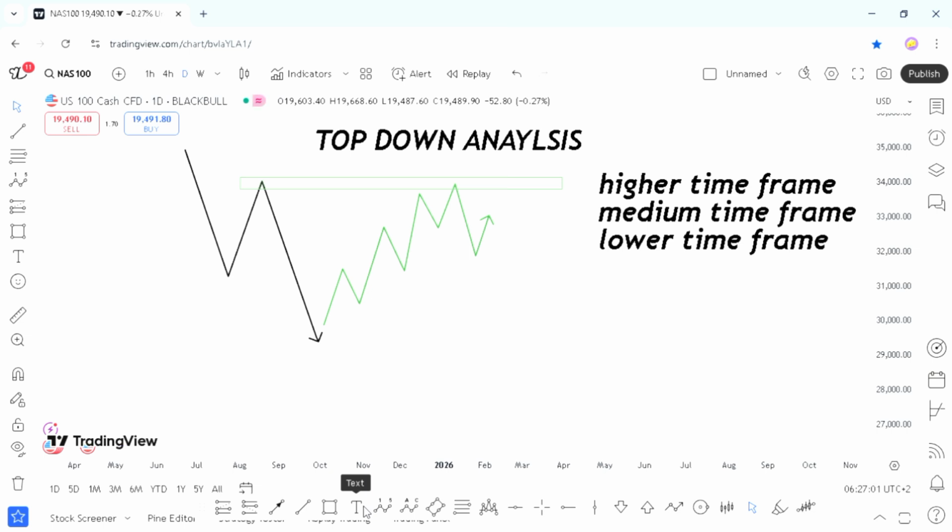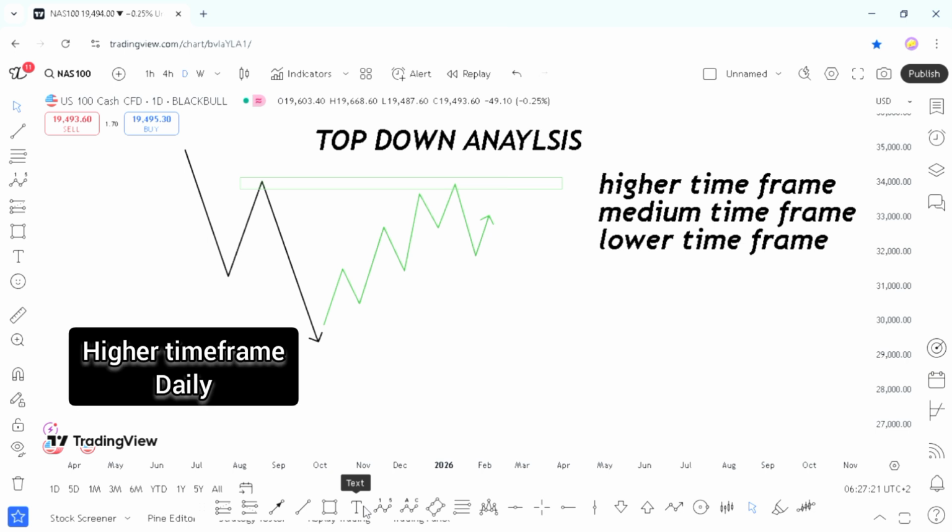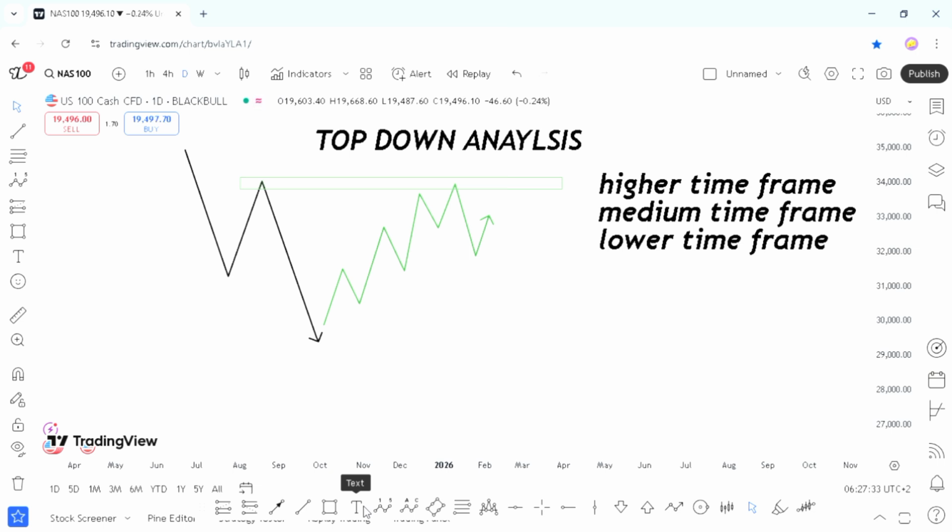But if you are an intraday trader, maybe you hold your trades for one full day and you are off. You don't trade for a few minutes, you trade for a few hours in a single day. So these are the time frames you should be looking at if you are an intraday trader. Firstly, your higher time frame should be your daily time frame. Look for your bias on the daily time frame to see the direction of the daily time frame.